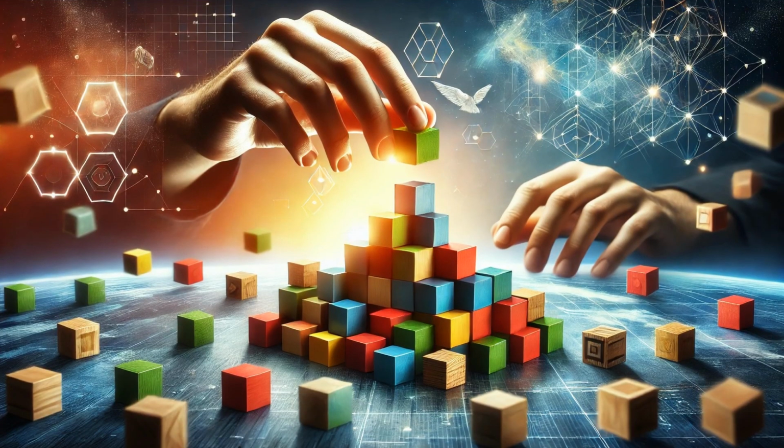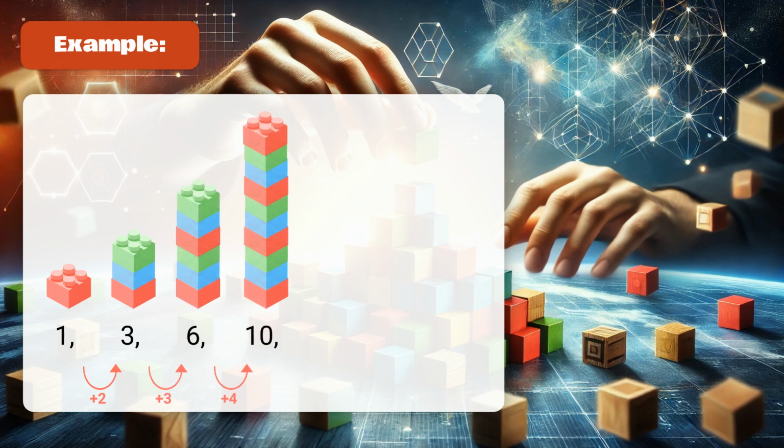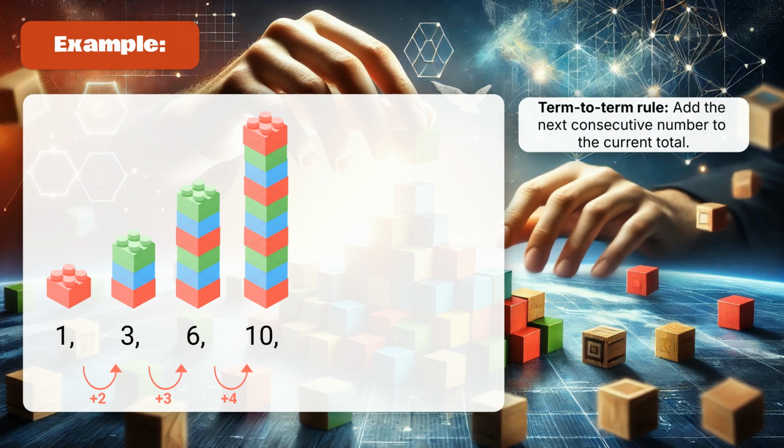Alright, let's imagine you're stacking building blocks. You start with one block, then add 2 blocks to it, then 3, then 4, and so on. This is a sequence: 1, 3, 6, 10. What would be the 10th term? It may seem difficult at first, but look for patterns in the differences to work out our term-to-term rule. Our term-to-term rule is add the next consecutive number to the current total.